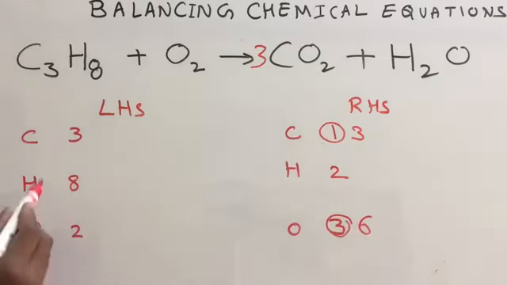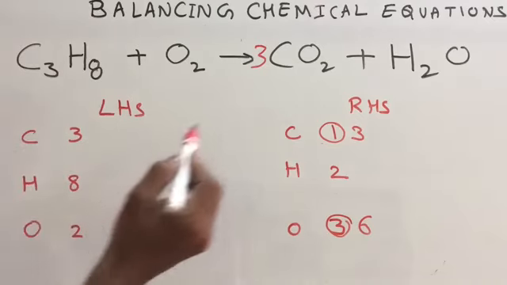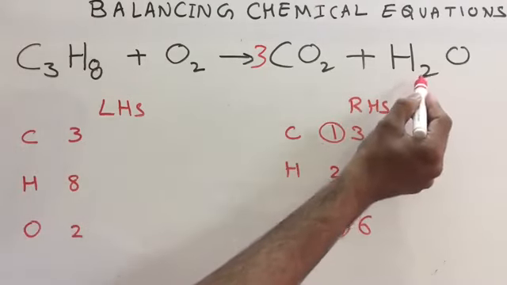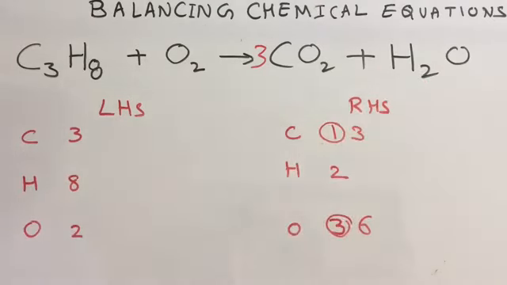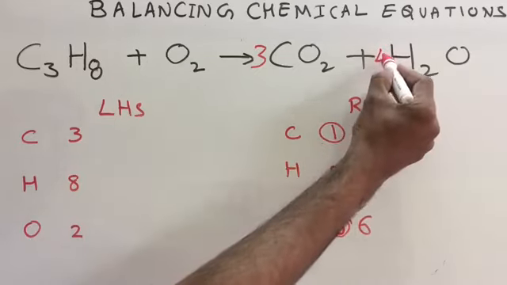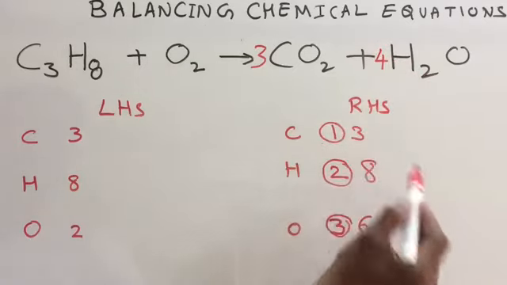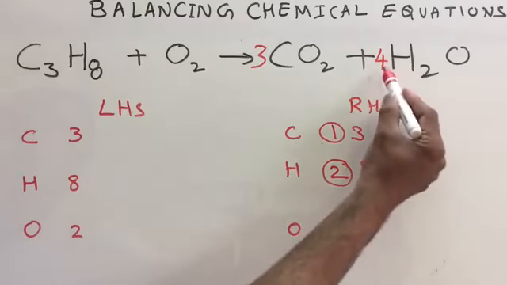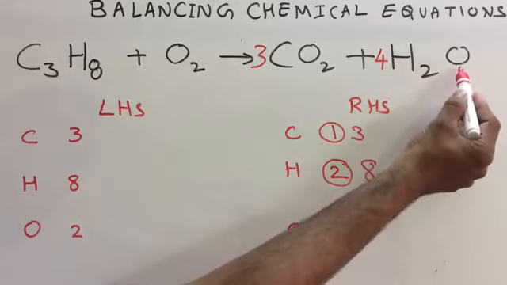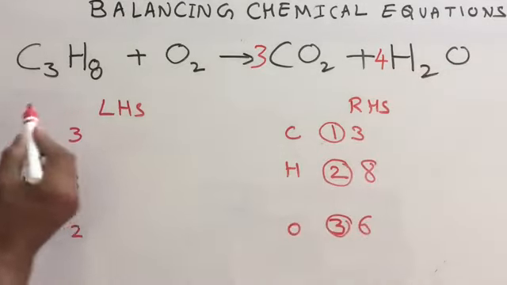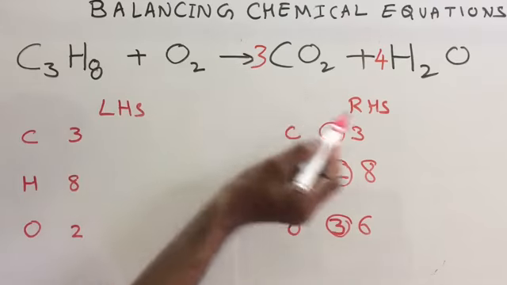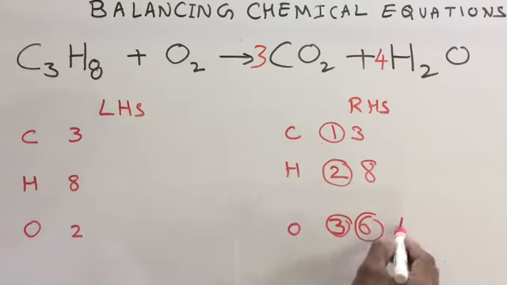Now check for hydrogen. On LHS you have 8 hydrogen, on RHS you have only 2 hydrogen. How to make these 2 hydrogen into 8? Multiply this with 4. 4 2s are 8. That means the new hydrogen is 8 now. But at the same time, the number of oxygen changed to 4. That means already you have 6 here and then 4, that means total 10.